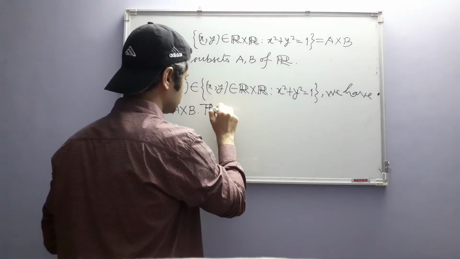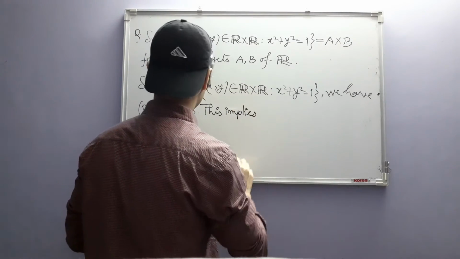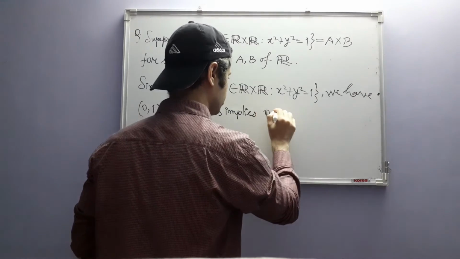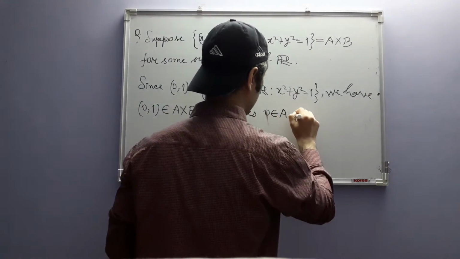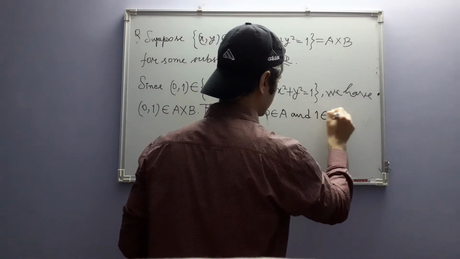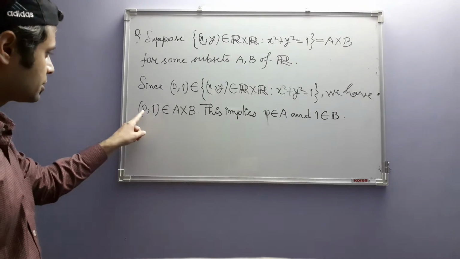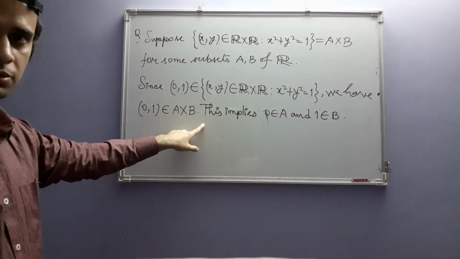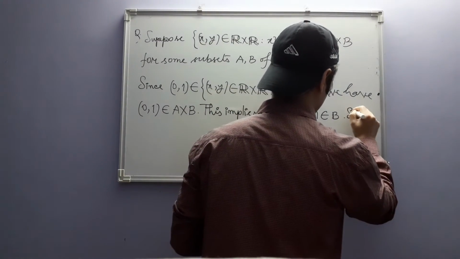This implies 0 belongs to A and 1 belongs to B. It is simple because the first coordinate must belong to the first set and the second one must belong to the second set. Right.